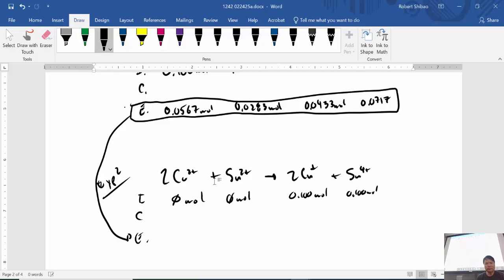That belongs here. So let's see what the ratio is for this one. This is going to be 0.0433 squared times 0.0717. The units cancel out, so that's why I'm not even bothering with the units here. Divided by 0.0567 squared divided by 0.0283 squared.